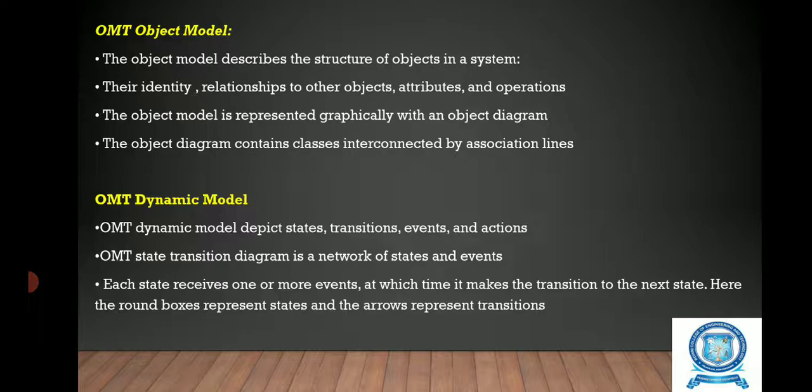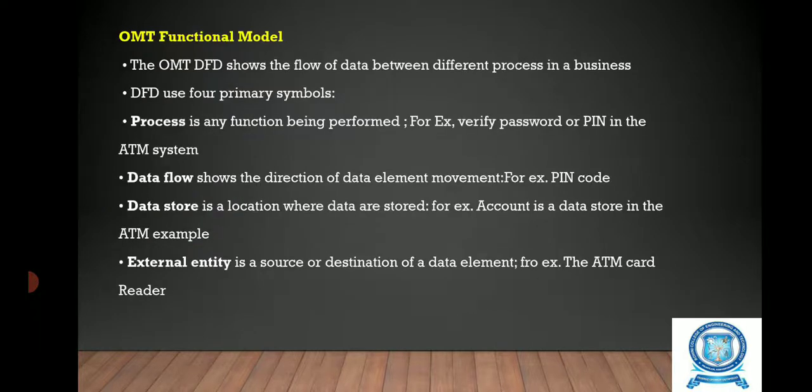Now let us see the OMT dynamic model. The OMT dynamic model depicts the states, transitions, events, and actions. The OMT state transition diagram is a network of states and events. Each state receives one or more events, at which time it makes the transition to the next state. Here the round boxes represent the states and the arrows represent the transitions.